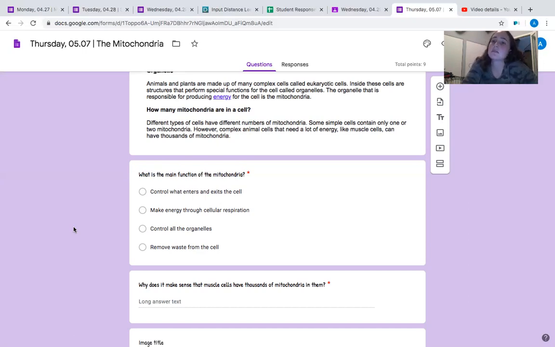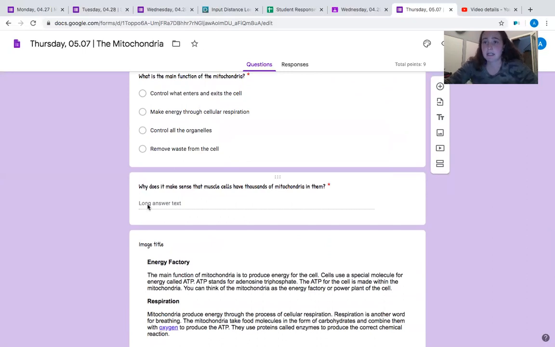Your lysosomes in your cells, we'll talk about, they gather all the waste. But what actually removes it from the cells is the cell membrane, because the cell membrane is in charge of what goes out of the cell. Anyways, back to mitochondria. Why does it make sense that muscle cells have thousands of mitochondria in them?